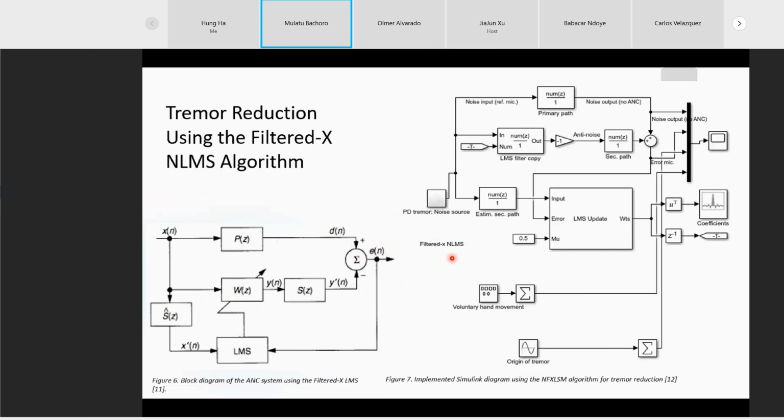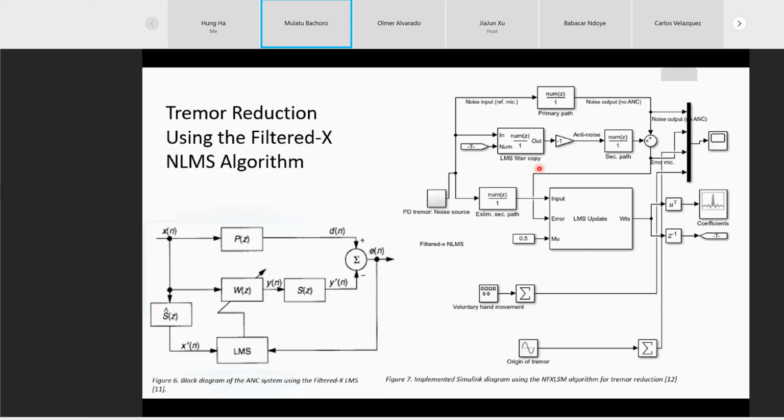Okay, so here on the right-hand side, we have an implemented Simulink block diagram in which we are applying the filtered-X normalized LMS (least mean square) algorithm. Just like Ulmer explained, for the primary path, we are using the Parkinson-based thermal signal we showed in the mathematical model. This adaptive filter will basically estimate the secondary path, and its accuracy mainly depends on the filter coefficients.